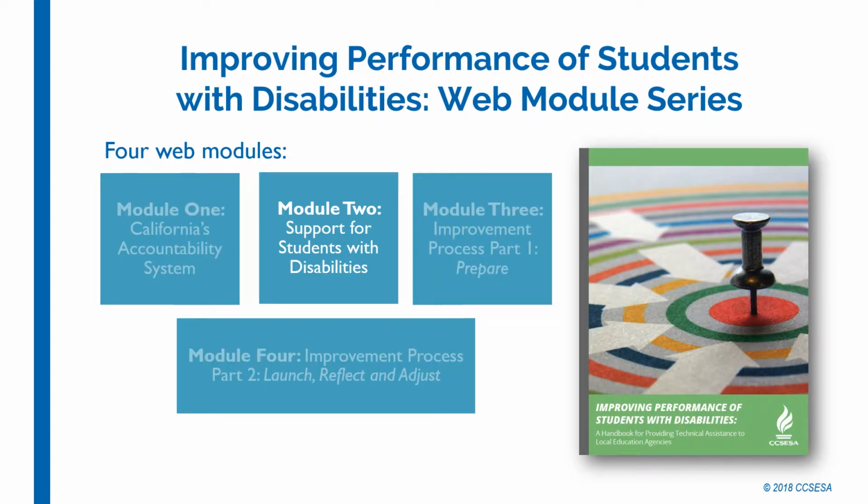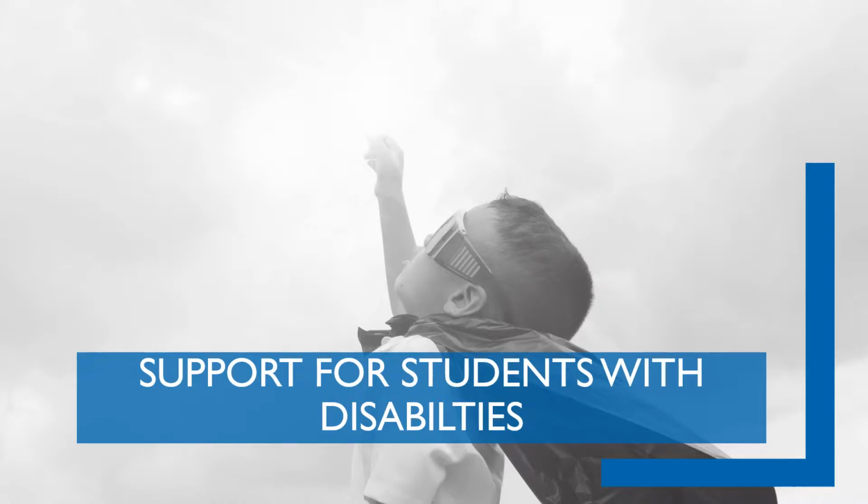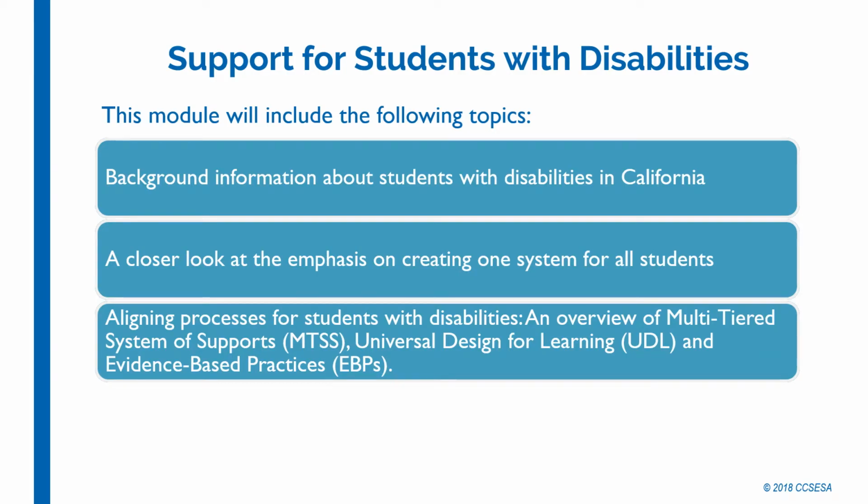Let's take a closer look at Web Module 2, Support for Students with Disabilities. This web module follows Module 1, which reviewed how California's accountability system provides a reporting system intended to promote equity for all students and highlight disparities among student groups. Module 2 dives deeper into models and processes intended to help schools plan and implement instructional programs that improve academic performance and address identified gaps in learning for all students.